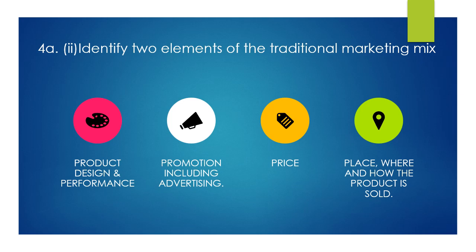Identify two elements of the traditional marketing mix. So I have four here. So we have the 4 P's, which is product design, promotion, price, place. All right. So product design and performance, promotion, including advertising, the price, and the place, which is where and how the product is sold. All right. So let's move on to the next question.